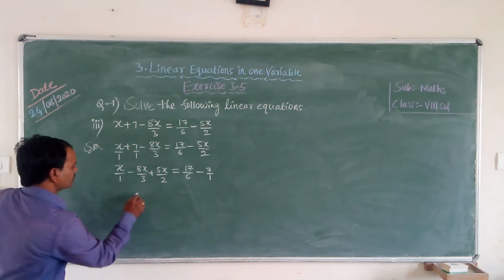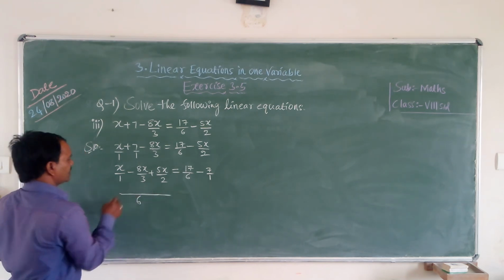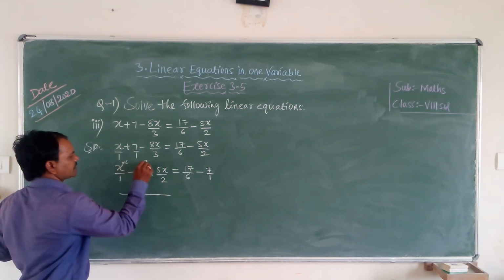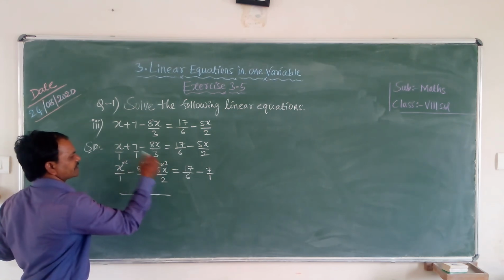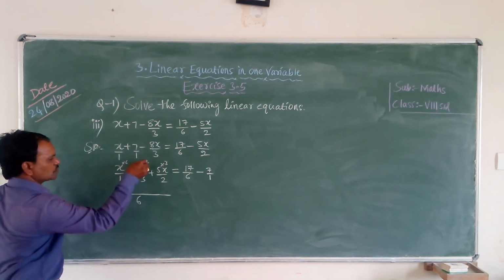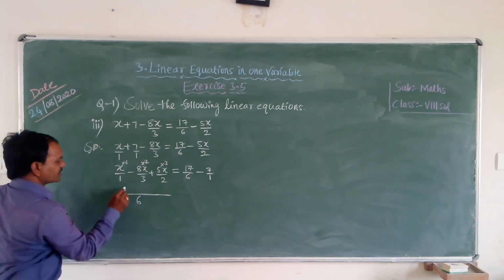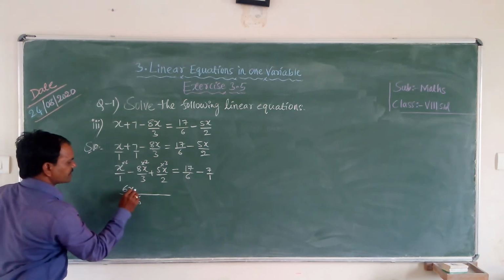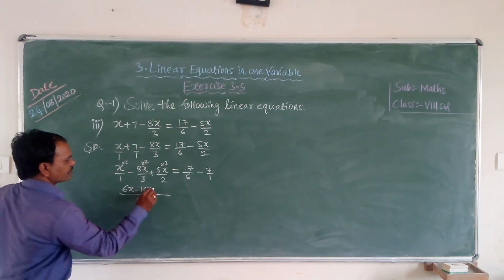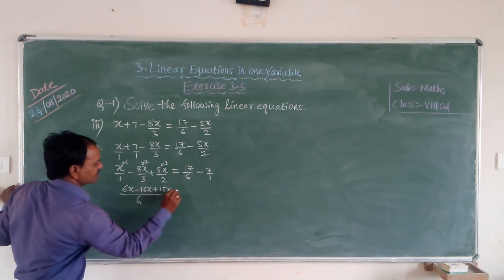What will come as the LCM? 3 2s are 6, 6 is the LCM. See here. 1 6 is 6. 3 2s are 6. 2 3s are 6. 6 into x, 6x. Minus 8 2s are 16, x. Plus 5 3s are 15, x. Is equal to.